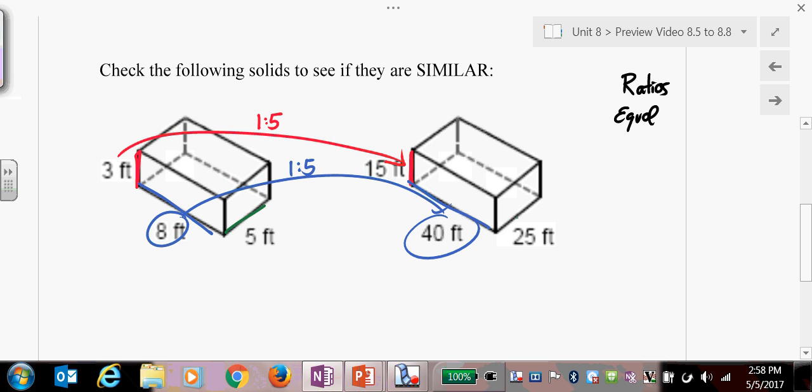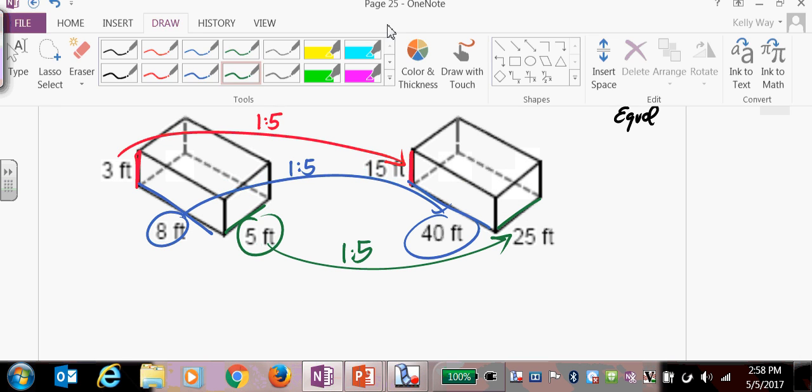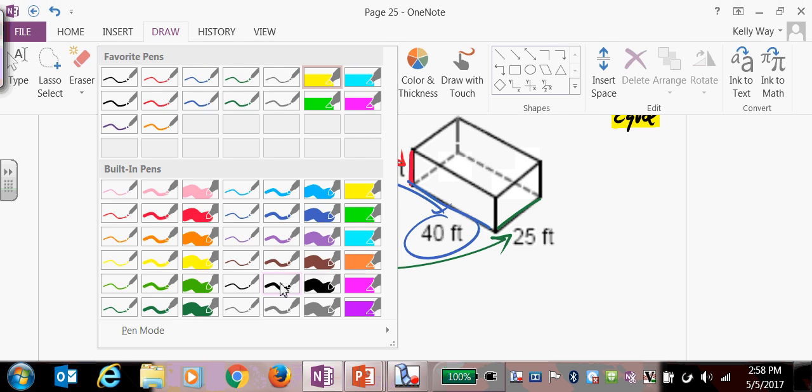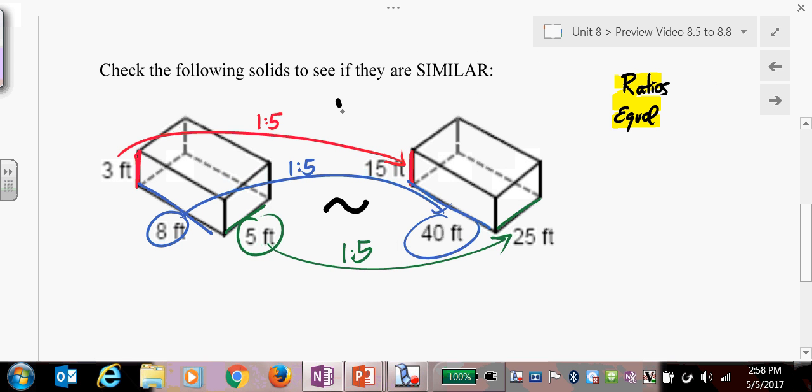Let's try this one, 5 to 25. And let's check that. 5 to 25 is 1 to 5. So notice, all the ratios are equal, so we would call these solids similar. And so my big fat yes, they are similar, because the ratios are equal.